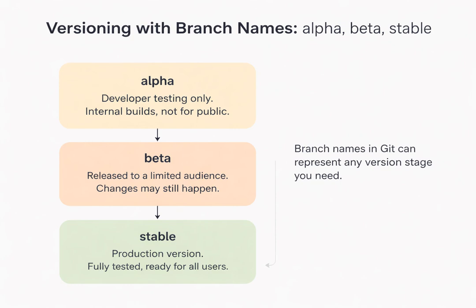Then there's beta. This gets released to a limited audience, maybe early users or testers. Changes can still happen at this stage. And finally, stable. This is your production version. It's been tested, it's solid, and it's what real users interact with.